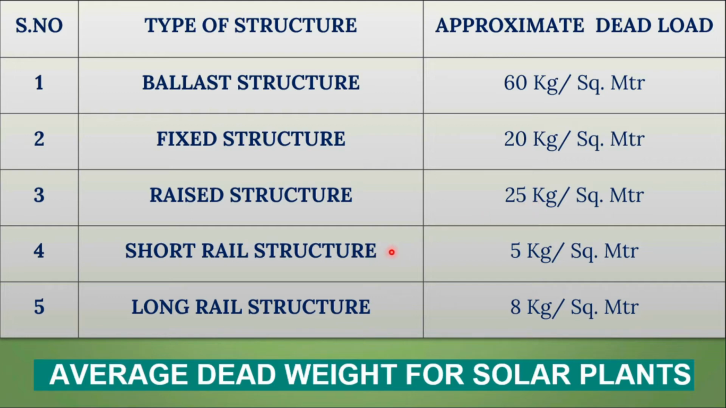For the tin shed type installation, the aluminium being very light in the weight, you can see that the long rail structure weight is only 8 kg per square meter. Whereas a smaller version of the structure which is not continuous, it is called short rail structure. The dead weight is only 5 kg per square meter.